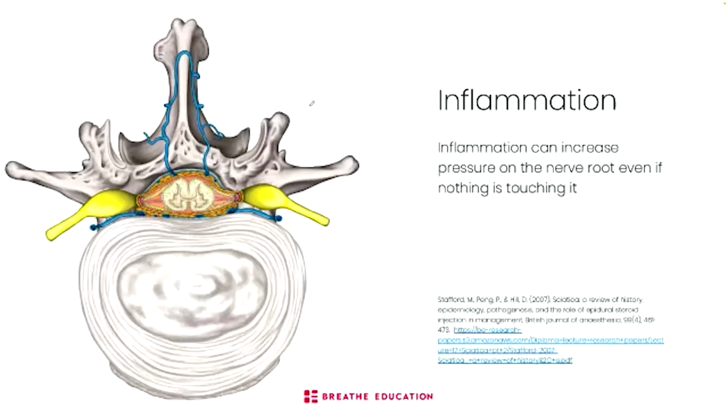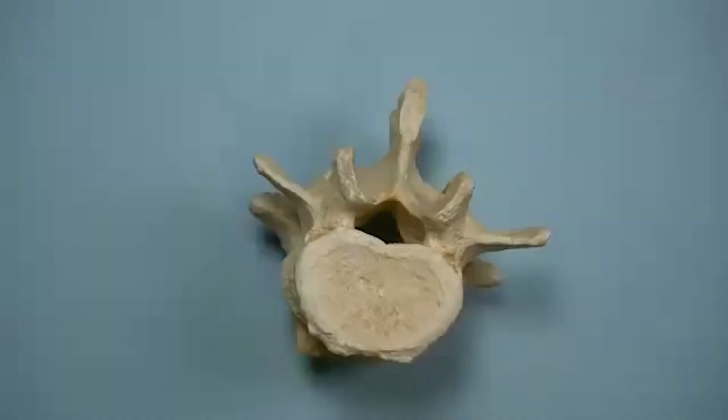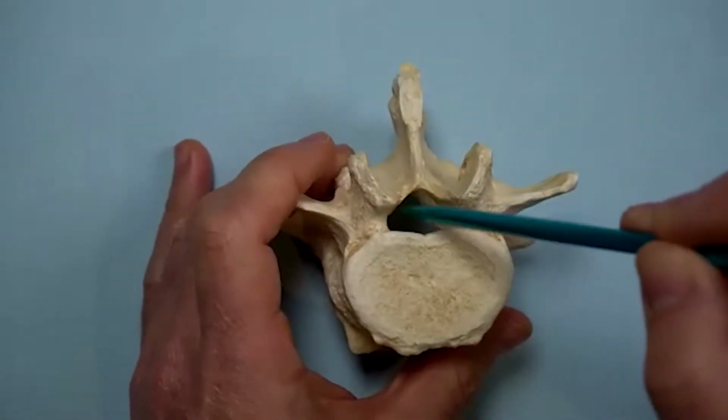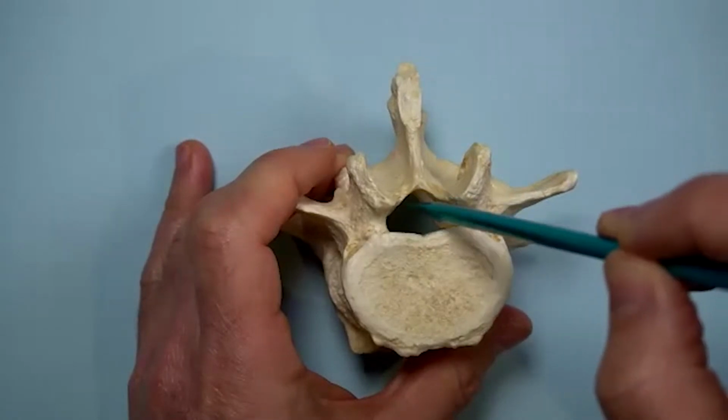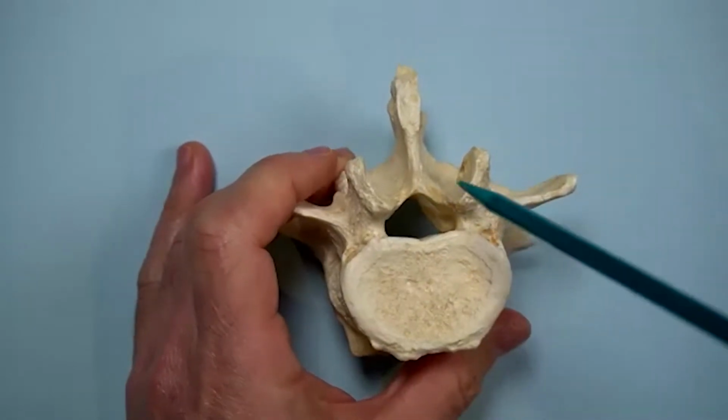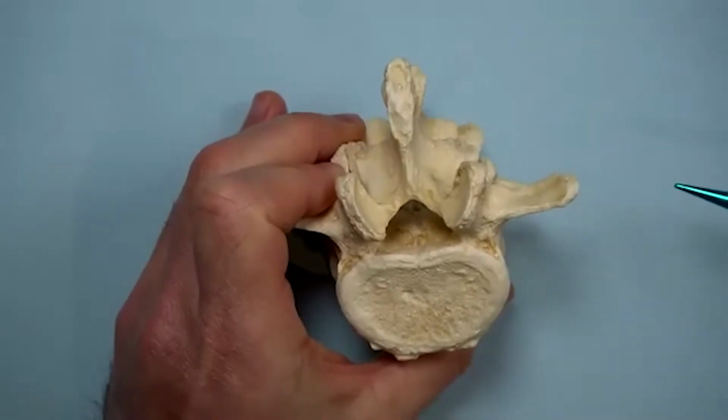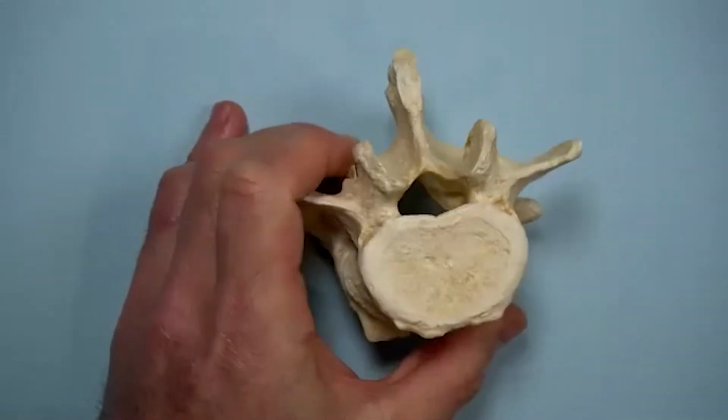So inflammation is probably the only ingredient that is 100% required if you want to have leg pain, sciatica. And inflammation can increase or can cause pressure on the nerve root even if there's no physical things touching the nerve root. And that is because your spinal cord passes through this spinal canal here behind the vertebra, okay? And that essentially is a tube of bone.